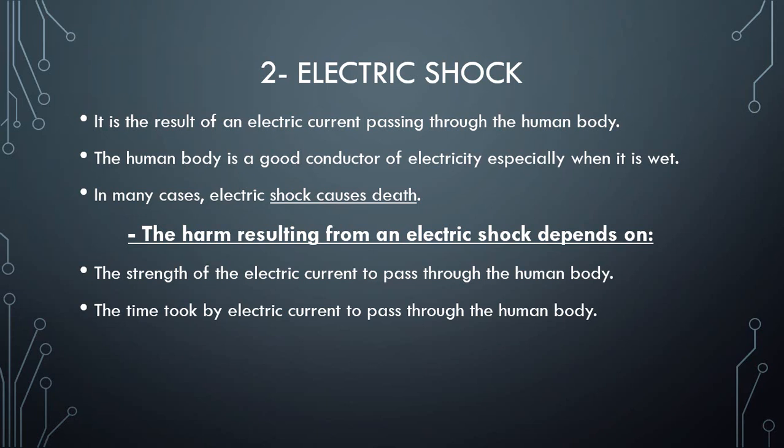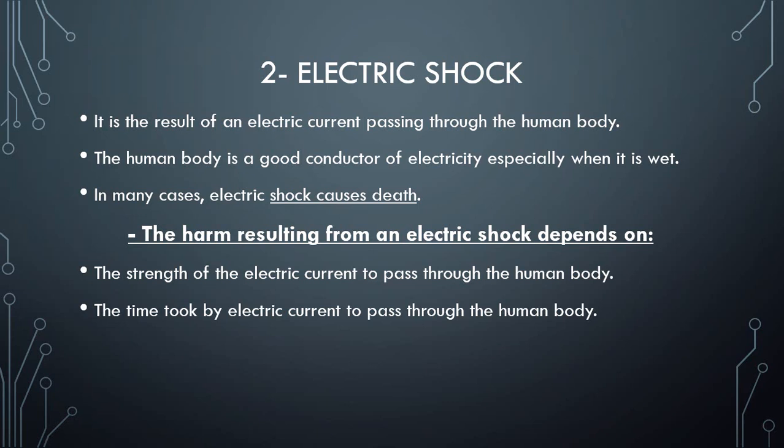The second danger of electricity, or the improper use of electricity, is electric shock. What is the meaning of electric shock? It's the result of an electric current passing through the human body. It means that the human body becomes a part of the electric circuit.